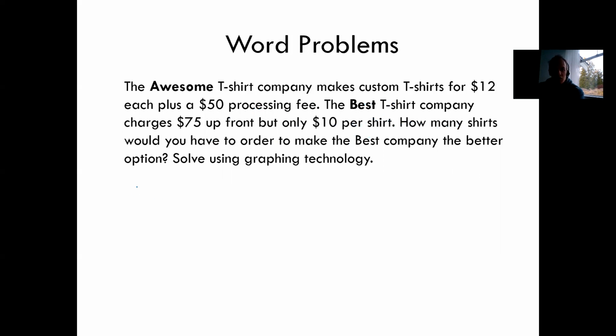Okay, so the Awesome Shirt Company is going to be $12 per shirt plus a $50 processing fee. First of all, I want to define something. Let x equal the number of shirts. So Awesome is going to be 12 times the number of shirts plus $50 just to do the job. And Best is going to be $10 per shirt, but $75 to do the job.